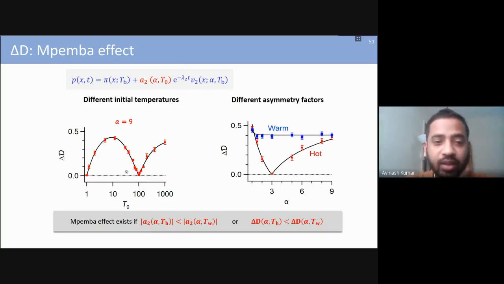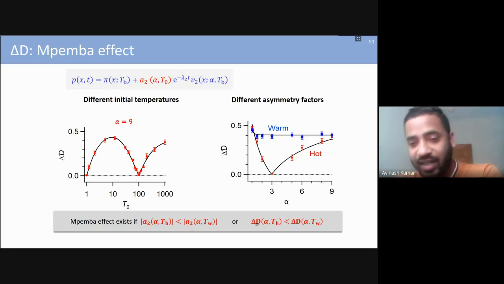So for the temperature range here, where the delta D values are smaller than the values at the higher temperature, let's say here, then we would observe the Mpemba effect. This kind of intuition we had already from our equilibration time curves, since we are looking at the role of this A2 and delta D, which is given by the slow time limit of this equation here.